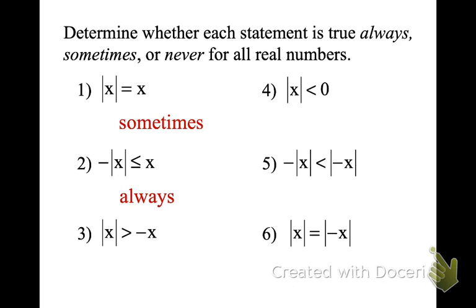Okay, so let's see. You said positive 1? That works with positive 1. Let's try negative 1. So I'm going to say 1 is greater than negative 1, which is not true. So it's sometimes. What about 0? 0, it's not going to work. Okay, next one.